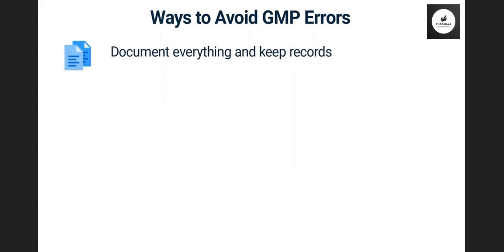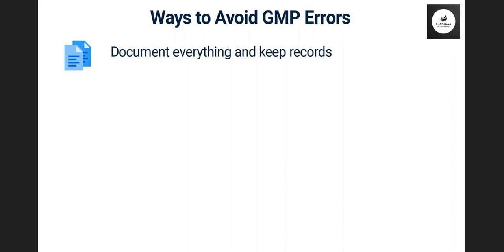Keeping detailed and accurate documentation is essential for ensuring compliance with GMP regulations. This includes documenting all procedures, processes, and activities that take place during manufacturing. It's also important to ensure that all documentation is easily accessible and can be retrieved quickly if needed.